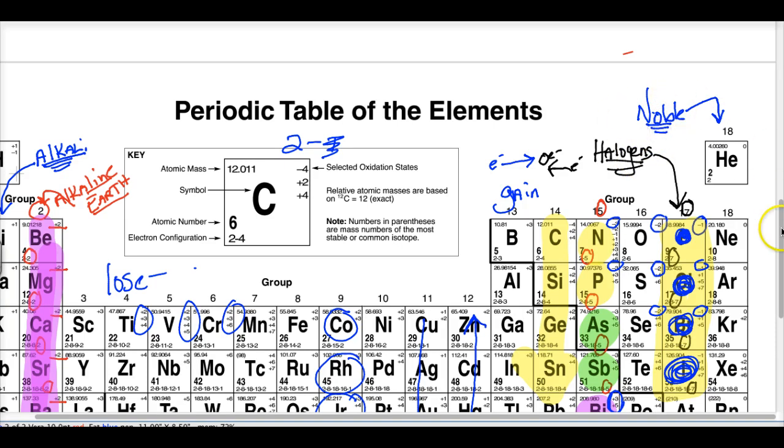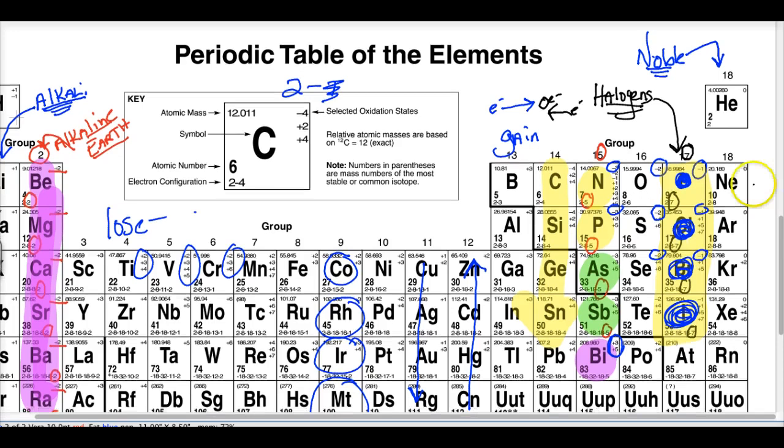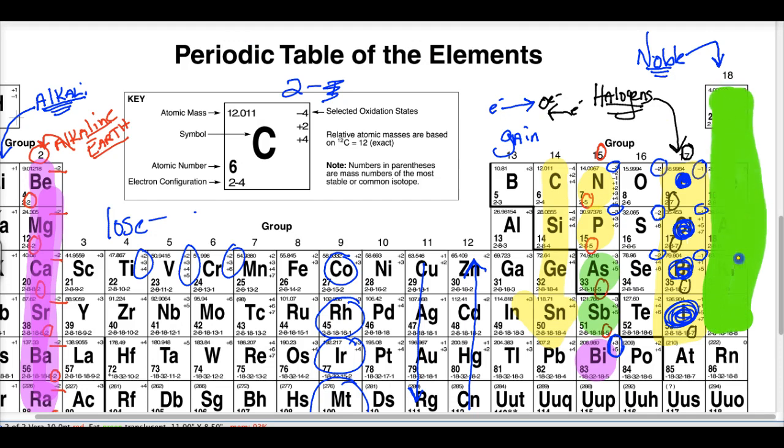Any case, these guys are special, as we've already discovered, because they do not react. So the noble gases, these guys right here, this family of elements are very similar.